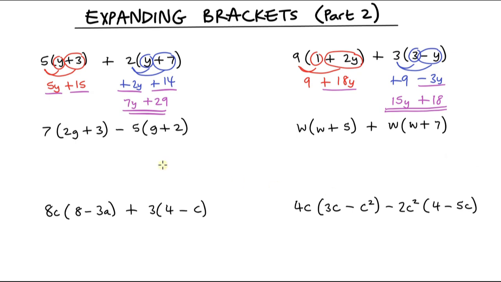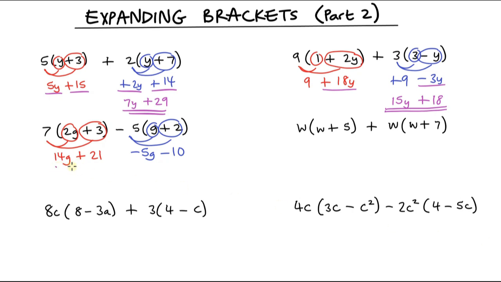Okay, question number 3. So 7 times 2g is 14g. And then 7 times 3 is 21, so plus 21. And now let's move on to the second bracket. So we've got negative 5 times g. Well, that's going to be negative 5g. And then we've got negative 5 times positive 2, and that's going to be negative 10.